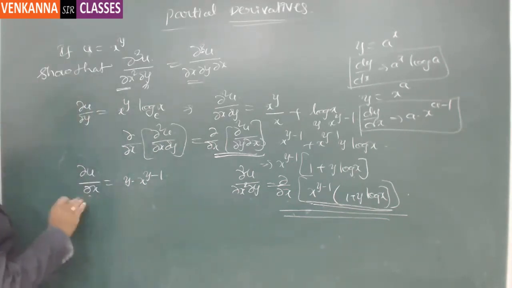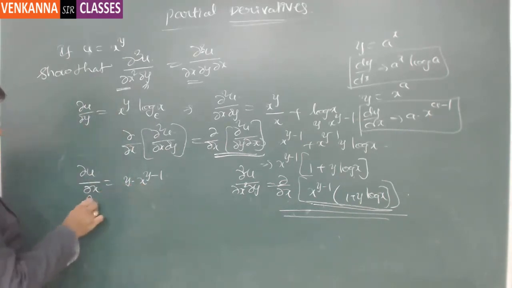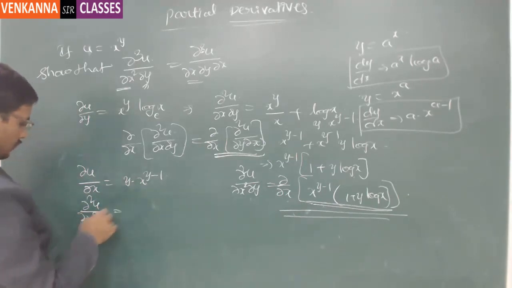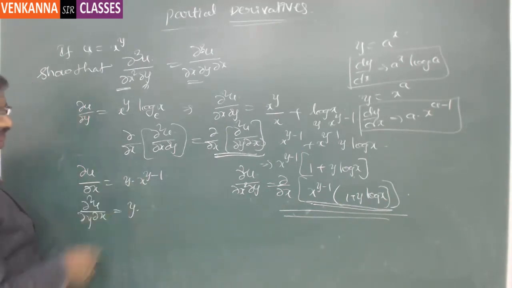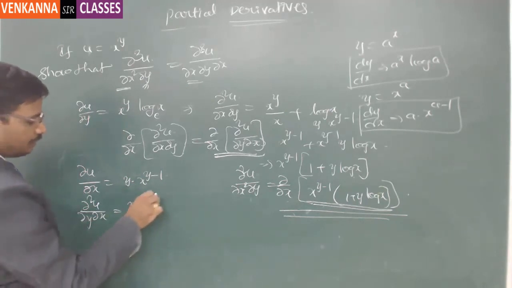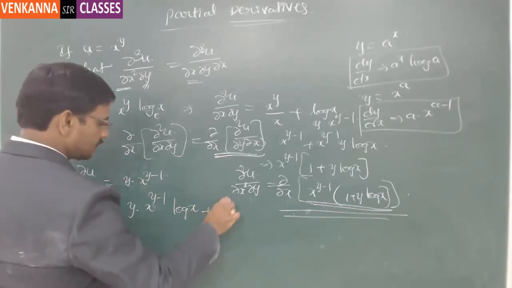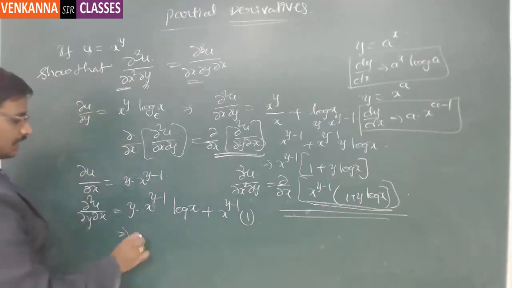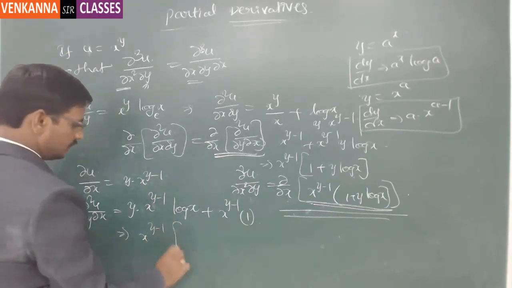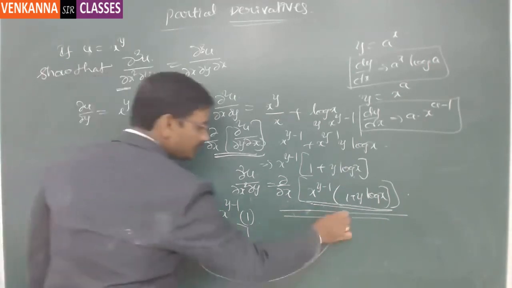So this is ∂u/∂x equal to y into x^(y-1). ∂²u/∂y∂x will be, you are doing the derivative with respect to y. So y into the derivative of this with respect to y, which will be x^(y-1) into log x. And then by taking this as a multiplication, x^(y-1), the derivative of y will be 1. So if you take x^(y-1) as common, then this will be 1 plus y log x. And this will be exactly the same as this one.